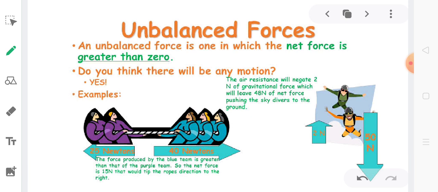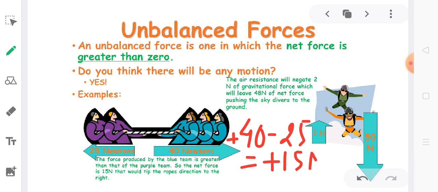So the net force is 15 Newton. In one direction it is 40 and in the other direction it is 25, and obviously the forces are acting in opposite directions, so one direction should be positive and the other direction should be negative, so the net force is 15 Newton. So that would tip the rope direction to the right. So the net force should be acting in which direction? Obviously in the direction of the greater force, so the blue team.